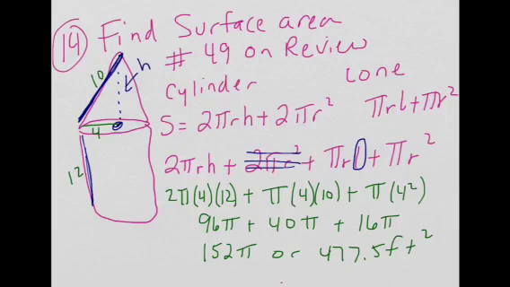So we plugged in 2 pi times 4, which is the radius, times 12, which is the height of the cylinder, plus pi times 4, which is the radius of the cone, and 10 is the lateral height of the cone, plus pi times 4 squared, which is the radius. We get 96 pi plus 40 pi plus 16 pi. We add those together, 152 pi, or we plug into the calculator the pi button times 152 and round to the nearest tenth to get 477.5 feet squared. And that's the final exam review 4.